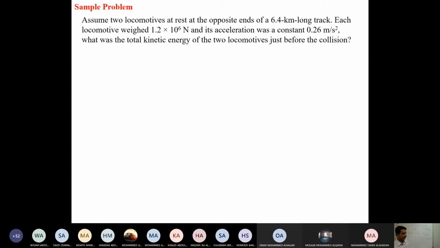How can we determine that? By the motion equation. Exactly, by the motion equation. So we know the distance here. Each of them covers 3.2. We know the acceleration, constant acceleration there.